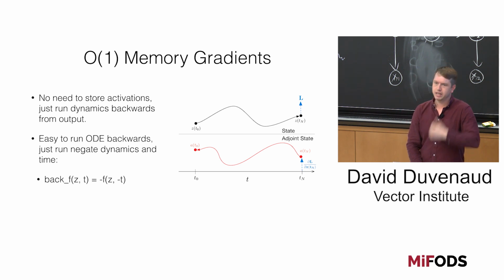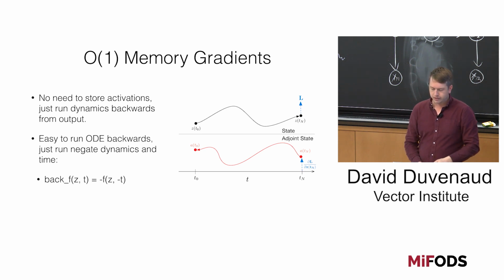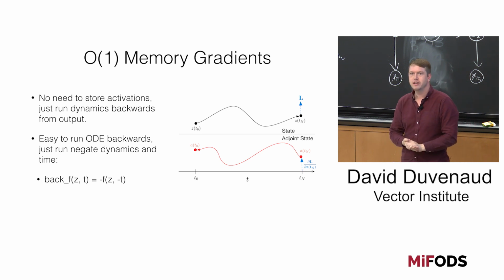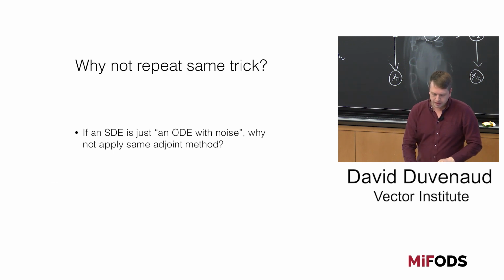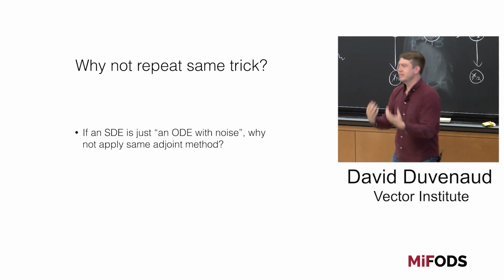They're just the negative of the forward dynamics with negative time, and you start at negative t1 and go back to negative t0. Okay, any questions about this trick? Cool. So obviously, I'm an academic. I want to just use the same trick again to get another paper out.